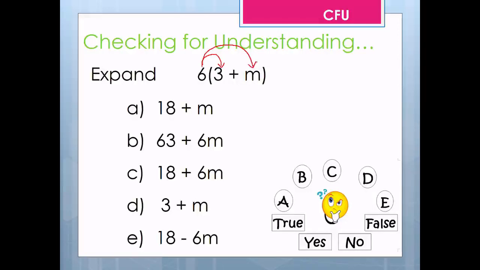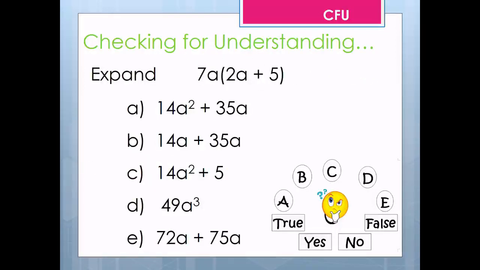I'm going to go 6 times 3 plus 6 times m. 6 times 3 is 18. 6 times m is 6m. Hopefully you put a circle around part C. 18 plus 6m. Next one, a wee bit harder. 7a multiplied by 2a plus 7a multiplied by 5. I'll count to 30, let you work it out.